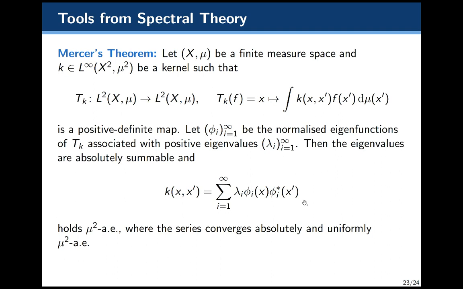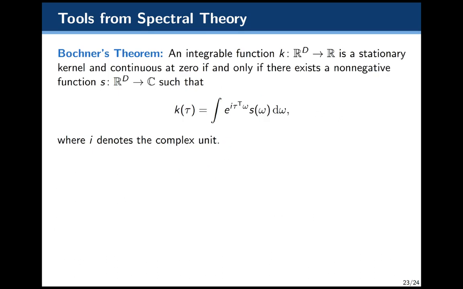And another interesting thing that we can do, which we're going to look at next time, is, of course, if we truncate this infinite sum, then we get an approximation to our kernel. But if you want to look in more detail at this theorem, I'll direct you to the course notes to check it out. So we'll also be using Bochner's theorem, and it basically says that a kernel is stationary and continuous at 0 if and only if there exists a non-negative function, which we'll call the spectral density, such that the kernel is determined by its Fourier transform.